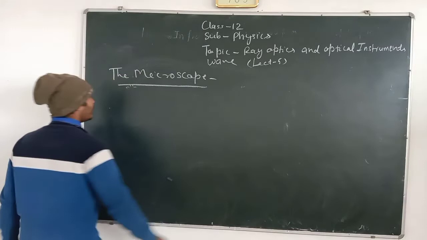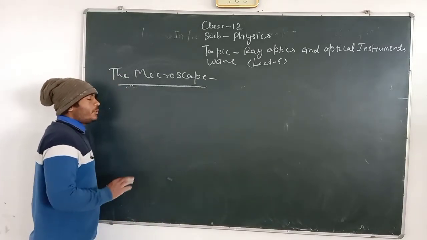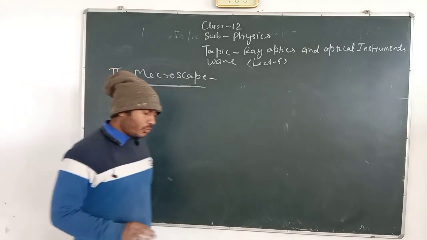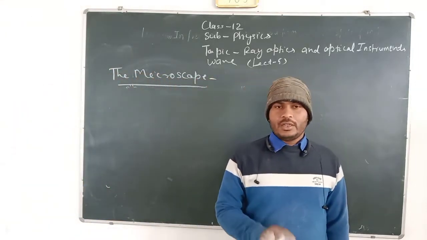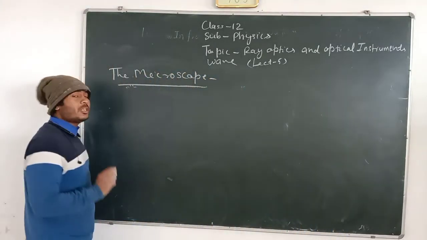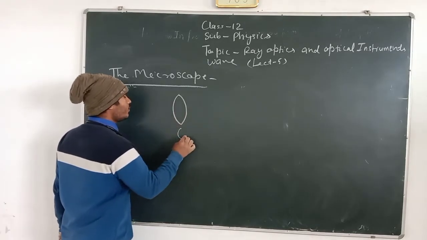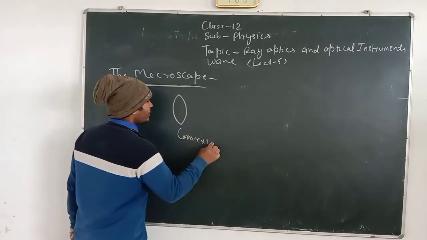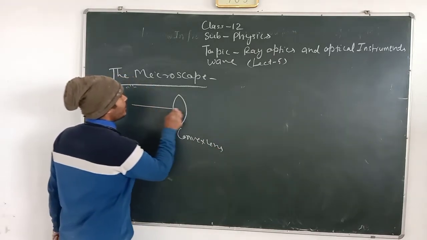Okay, so the next topic is the microscope. Microscope is a device which is used to make a larger image of any object. Is it clear? So first of all, I am going to describe the simple microscope. Simple microscope consists of a convex lens. So it is your convex lens and its principal axis.